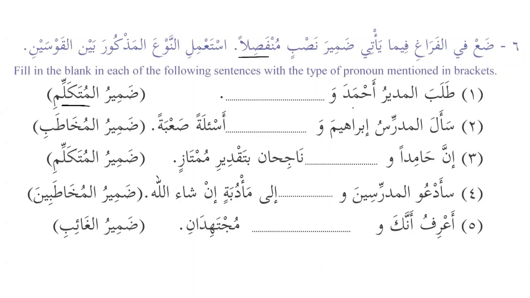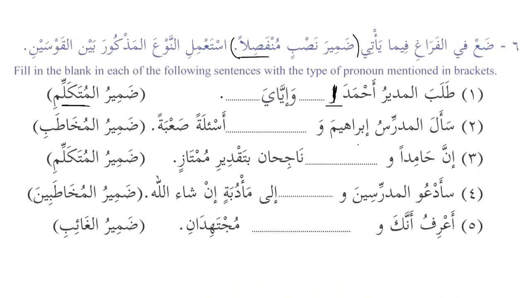So طلب المدير أحمد وأنا, or yes, what should we use? ضمير نصب منفصلا. So we have to use the detached pronoun, which will be وإياي. What will be the answer? وإياي. And we know that after حرف عطف we have to use the detached pronoun. So we will say طلب المدير أحمد وإياي. And the manager asked about me, or called me and Ahmed.